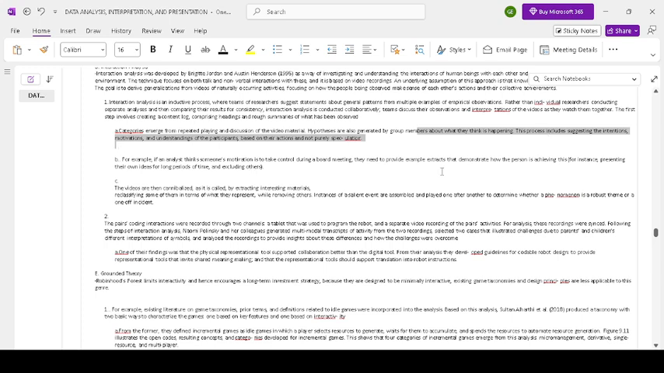For example, if an analyst thinks about someone's motivation to take a photo during a board meeting, they need to provide evidence that demonstrates how the person is doing this, for instance, presenting their own ideas for a long period of time and excluding others. The videos are then analyzed by extracting interesting materials, reclassifying some of them in terms of what they represent, while removing others. Instances of a salient event are assembled and played one after another to determine whether a phenomenon is a robust pattern or a one-off incident.